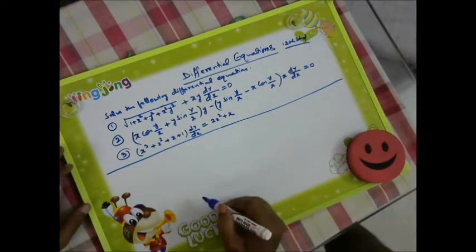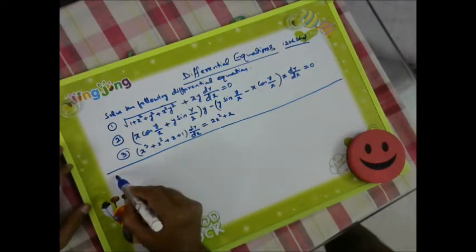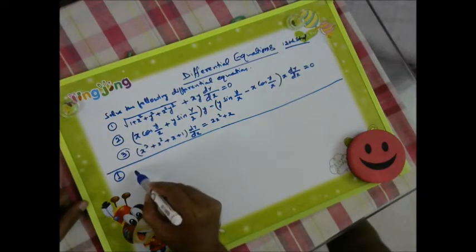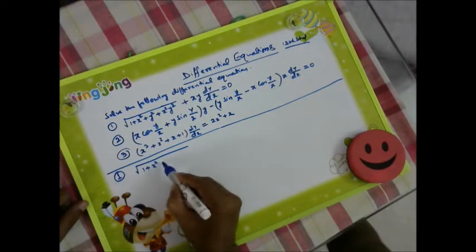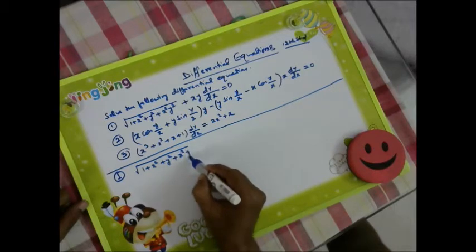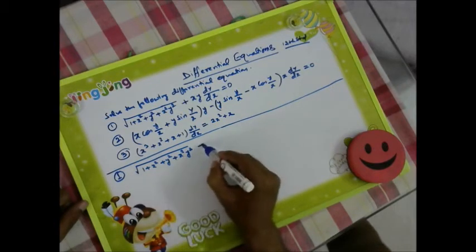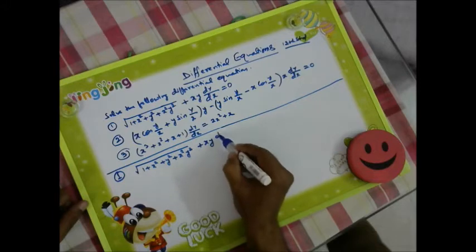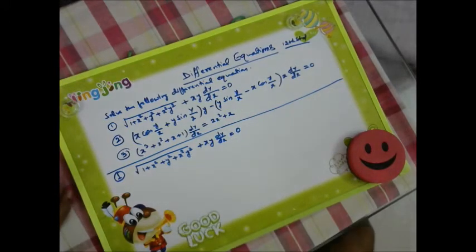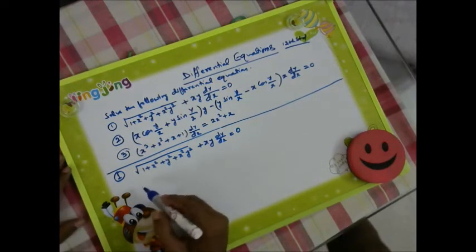Let us solve question number 1 first. Question number 1 is given to us as: root of (1 plus x square plus y square plus x square y square) plus xy dy by dx is equal to 0. Okay, now let us solve it.